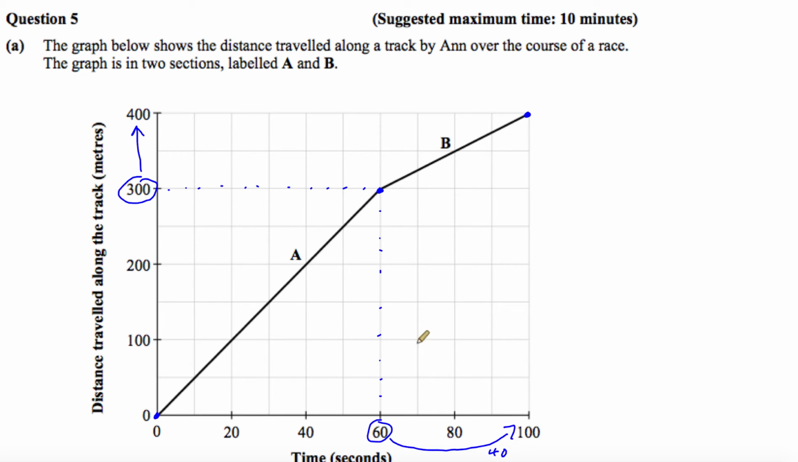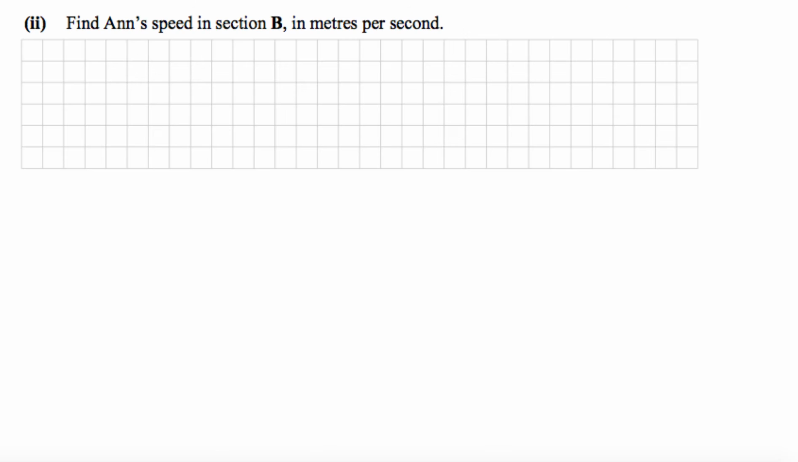So her time is 40 seconds and her distance is 100 metres. So her speed, which is distance over time, is equal to 100 over 40. And we put that in the calculator, that gives us 2.5 metres per second. So that's Anne's speed in section B.